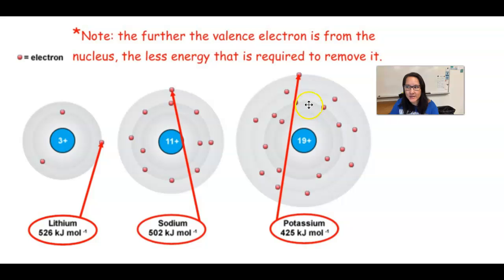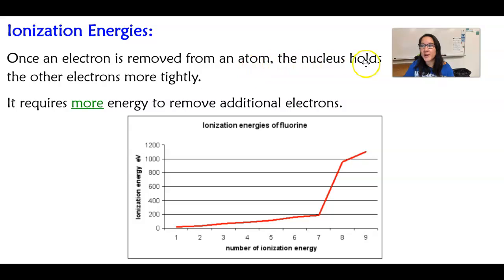And then potassium has another shield, another energy level, so that valence electron requires even less energy to remove, 425 kilojoules per mole. Once an electron is removed from an atom, the nucleus holds the other electrons more tightly, and so it requires more and more energy to remove additional electrons.